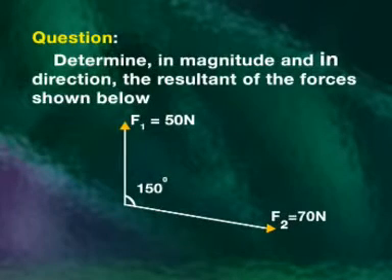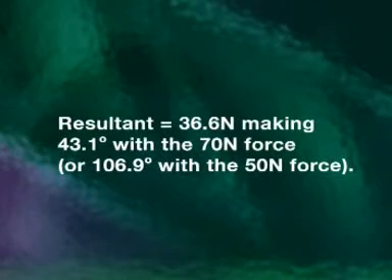Now take down the following questions and try them at home. Determine in magnitude and in direction the resultant of the forces shown on the screen. You can use this answer to check your solution. Resultant would give you 36.6 newtons, making an angle of 43.1 degrees with the 70 Newton force, or 106.9 degrees with the 50 Newton force.